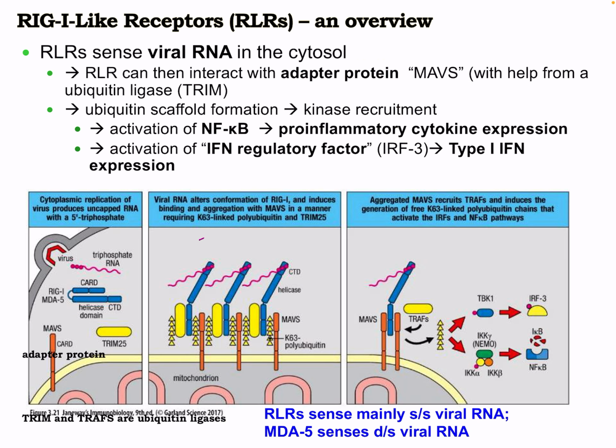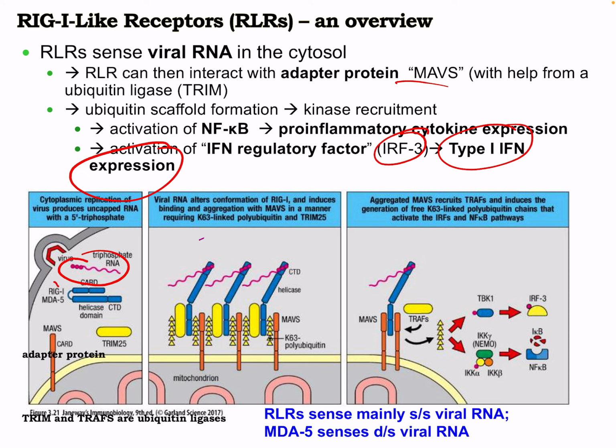So as we discussed a little bit earlier, the RIG-1-like receptors. Just to overview here, the RIG-like receptors sense viral RNA in the cytosol. The RLRs can interact with adapter protein MAVS with help from the ubiquitin ligase TRIM. Ubiquitin scaffold formation results in kinase recruitment, and then activation of NF kappa B and pro-inflammatory cytokine expression. We also have activation of the interferon regulatory factor, IRF3, resulting in more type 1 interferon expression. And again, all of these are focused on antiviral actions. So again, it senses that viral RNA.